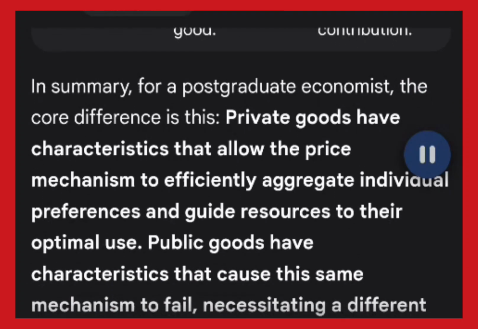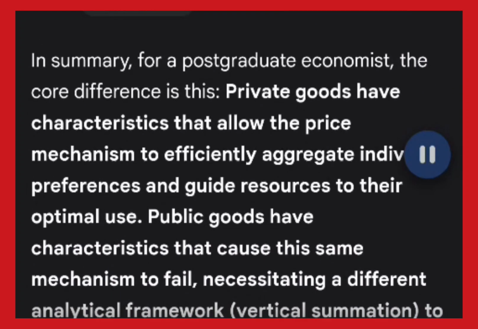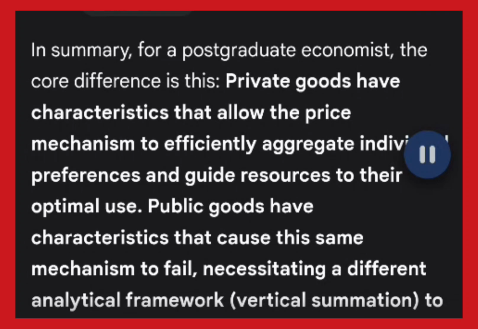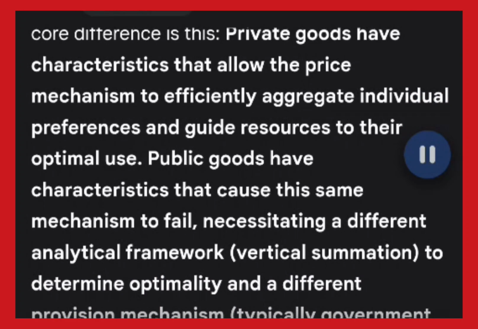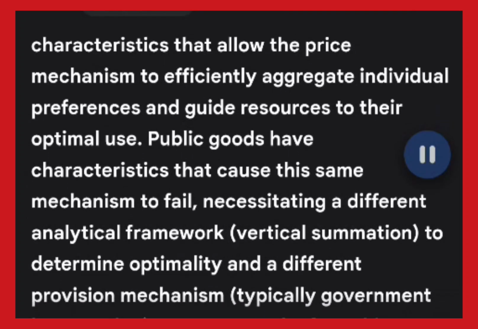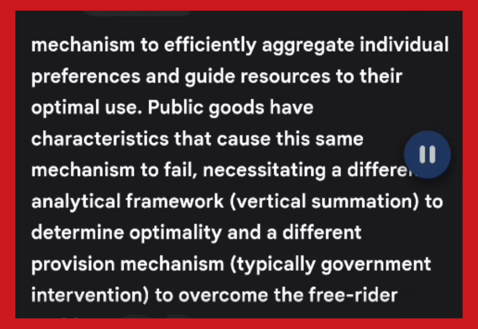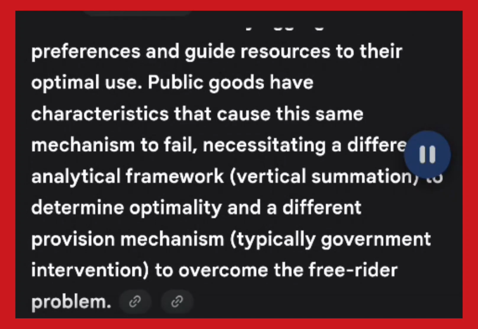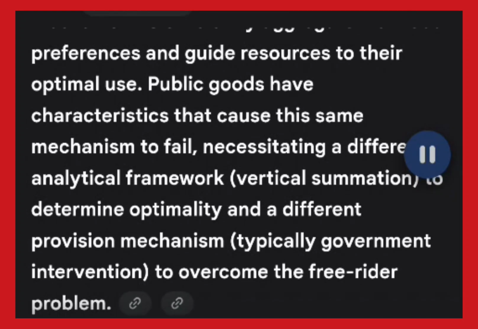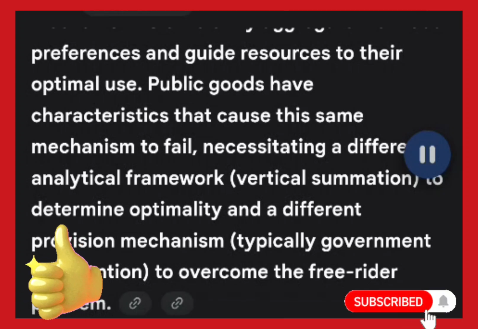In summary, for a postgraduate economist, the core difference is this. Private goods have characteristics that allow the price mechanism to efficiently aggregate individual preferences and guide resources to their optimal use. Public goods have characteristics that cause this same mechanism to fail, necessitating a different analytical framework, vertical summation, to determine optimality, and a different provision mechanism, typically government intervention, to overcome the free rider problem.